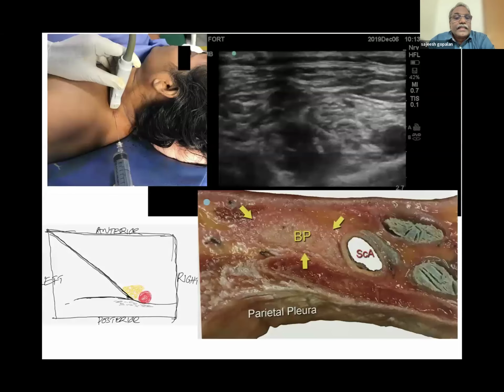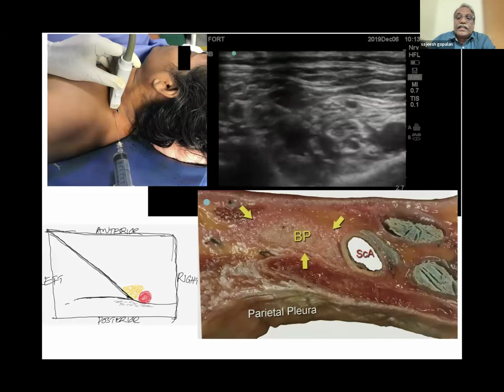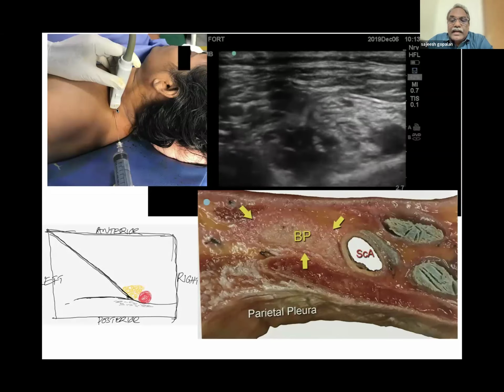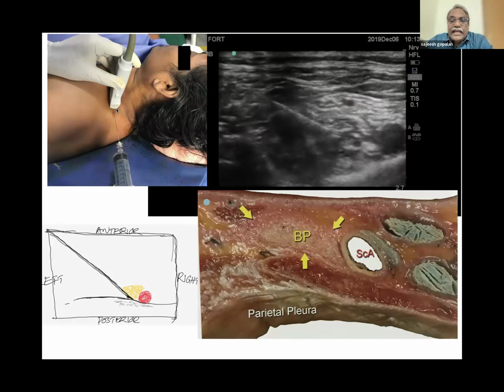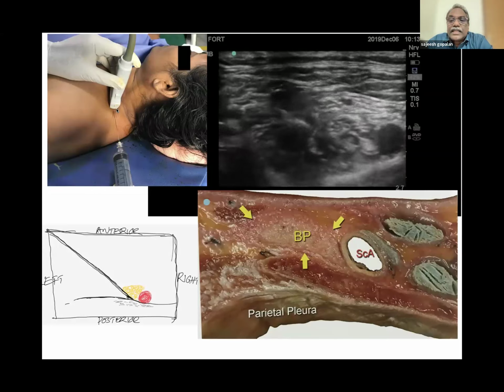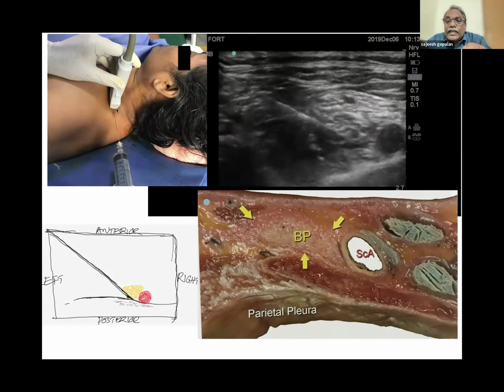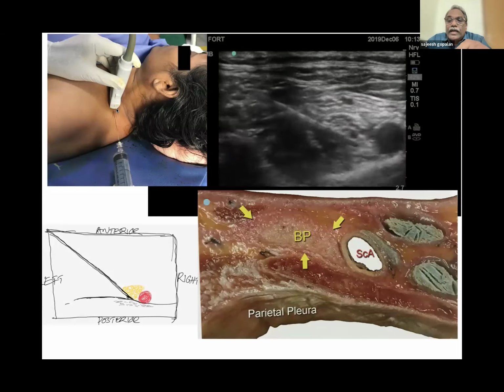Then the probe orientation, again the same picture. Repeatedly we are saying that it is just like the cross-sectional anatomy, the only difference being the echogenicity. On the right side is the cross-sectional anatomy: we can see the subclavian artery, and anterolaterally the brachial plexus. In the real-time picture, my needle is going onto that truncal corner or pocket.